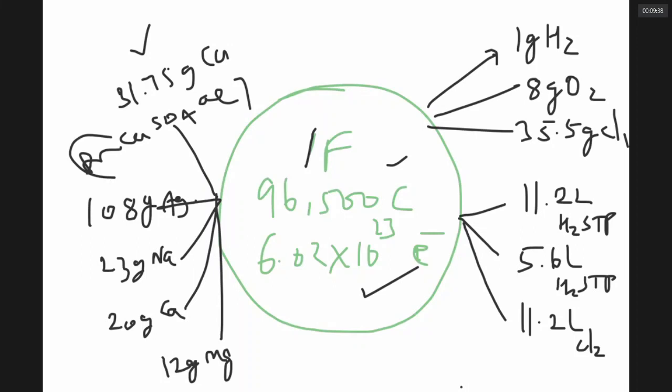For every 11.2 liters of hydrogen at STP, you will be getting 108 grams of silver. If you are using the current or charge for 5.6 liters of hydrogen, you will get 54 grams of silver. You can extend it even for aluminum. It is equal to 9 grams.